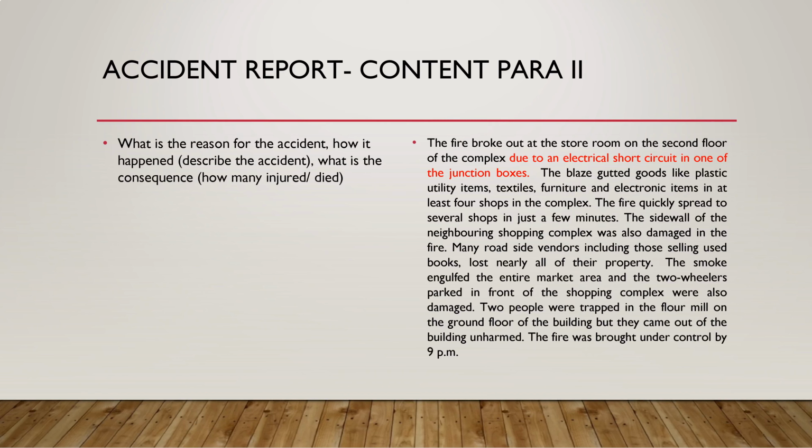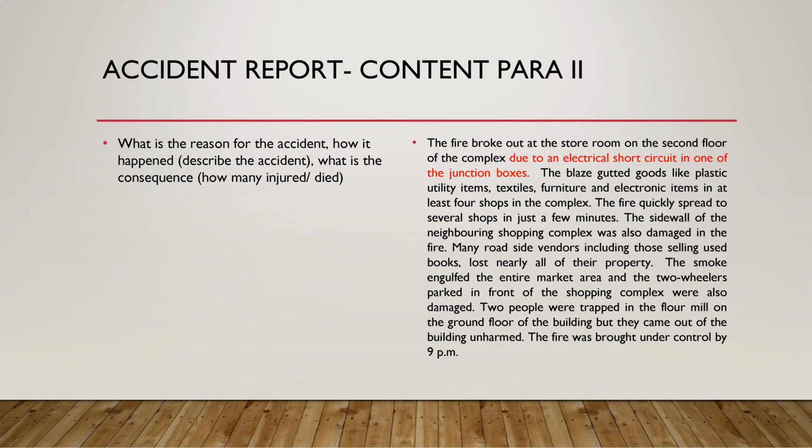So here in the example given, the fire broke out at a storeroom on the second floor of the complex. So you are now very specific. Earlier you said it happened in the complex, now you go very specific. So where it happened: storeroom, second floor of the complex, due to an electrical short circuit. So this is the reason. An electrical short circuit in one of the junction boxes was the reason for the accident.